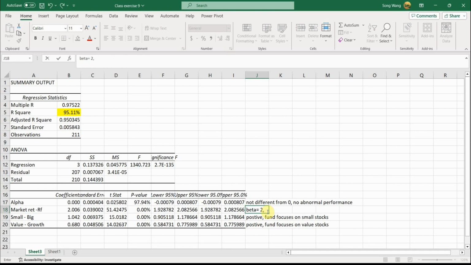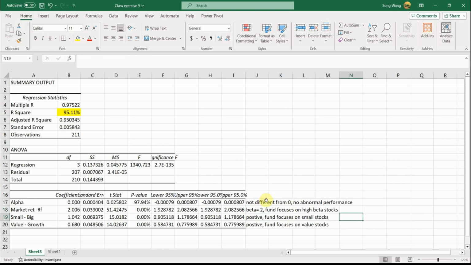So that means the fund focuses on high beta stocks. And high beta stocks basically means when the market is doing good, then these stocks will do twice as good. Also, when the market is doing bad, then these stocks will do twice as bad. So that's basically how you put down the explanation here.